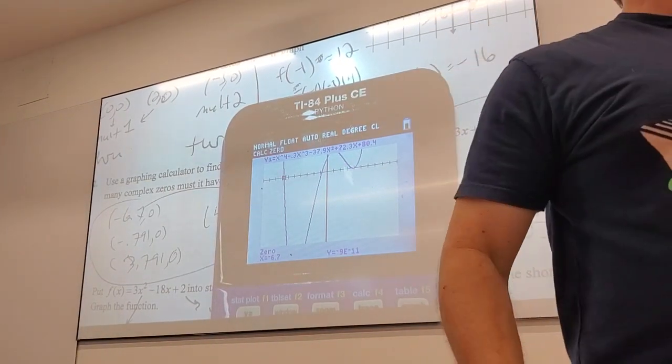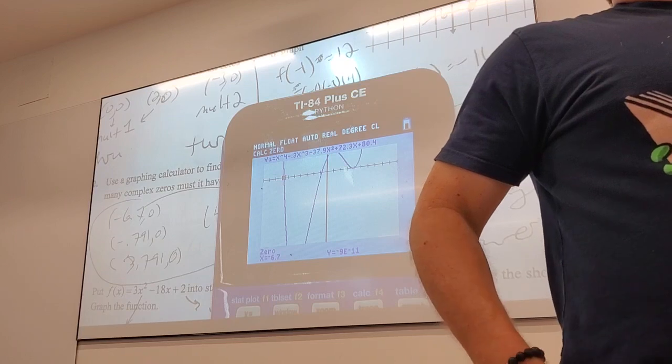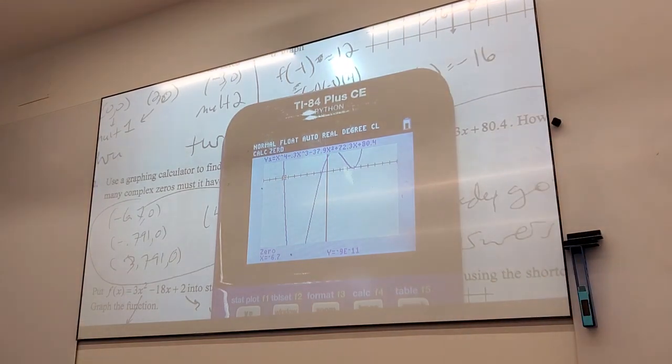Does one-to-one mean we pass both the vertical line test and the horizontal line test? To be a function, it's got to pass the vertical line test. To be a 1-to-1 function, it also has to pass the horizontal line test. So both of them.